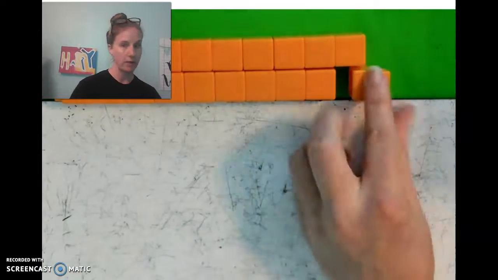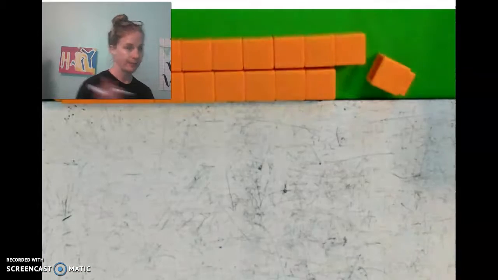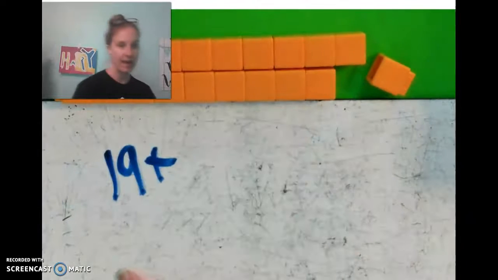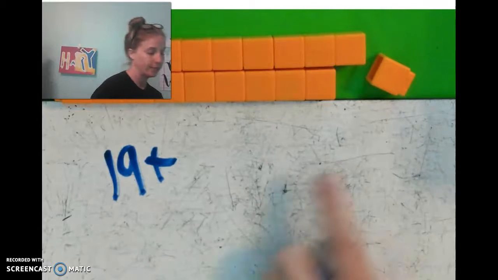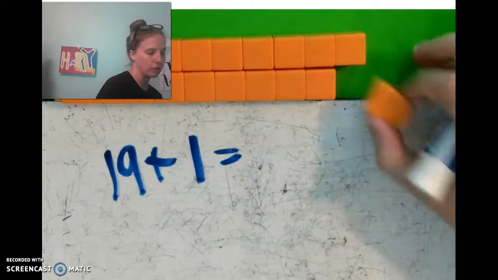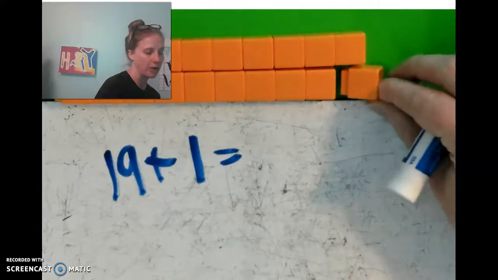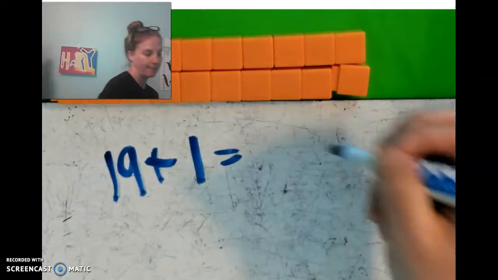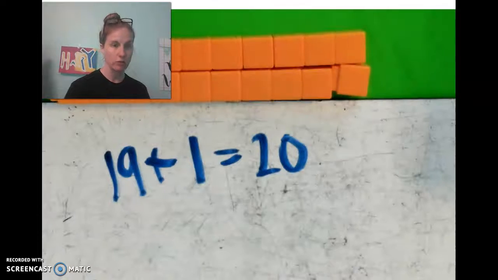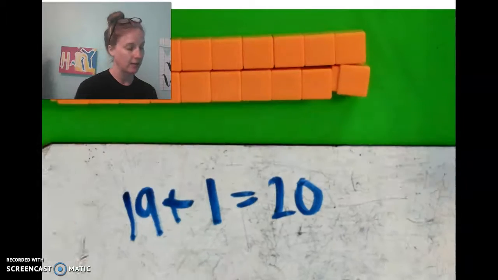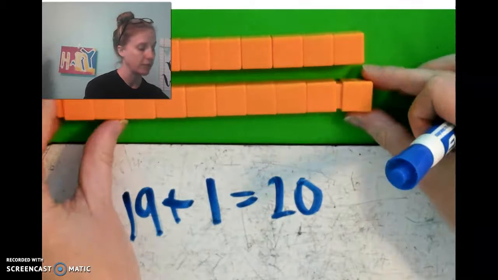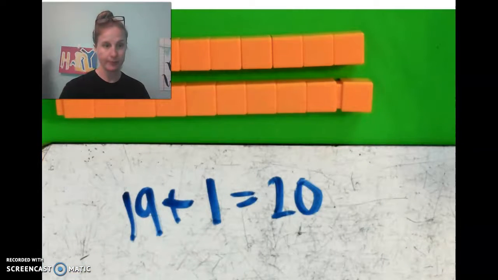We started out with how many cubes? 19. And then how many did we have to add to make a multiple of 10? We added 1. And what was our total number of cubes when we snap on this last one? 20. So you're using what you know about 10, that this partial group of 9 needed a 1 in order to make it a complete group of 10. Okay, let's do another one.